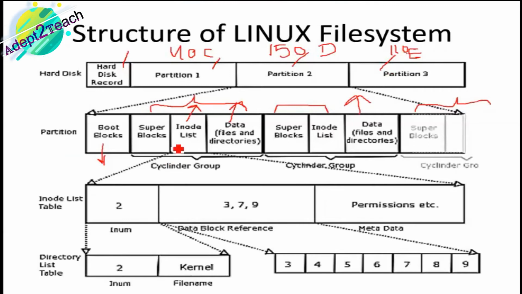Every partition has got an inode list, and that inode list in turn looks like this. So when we come to the inode list, it stores a unique number that is allocated to a particular file. So this is a unique number that has been given to a file. Let's say the number is 2. Now, this file comprises whatever data belongs to this file with unique number 2.